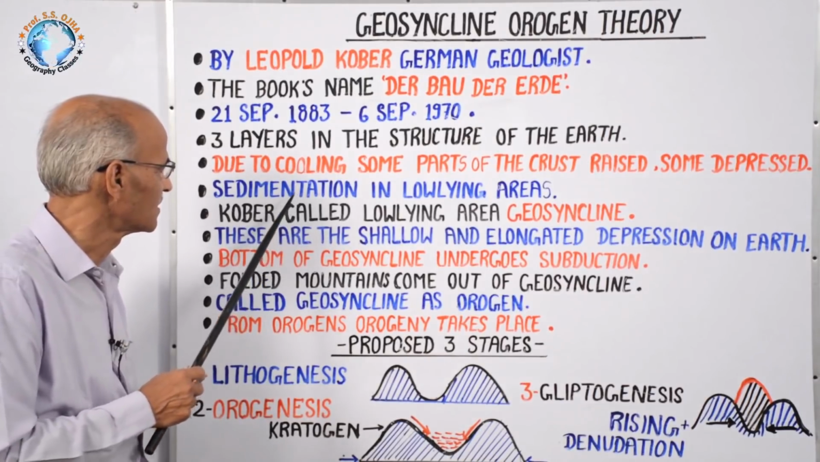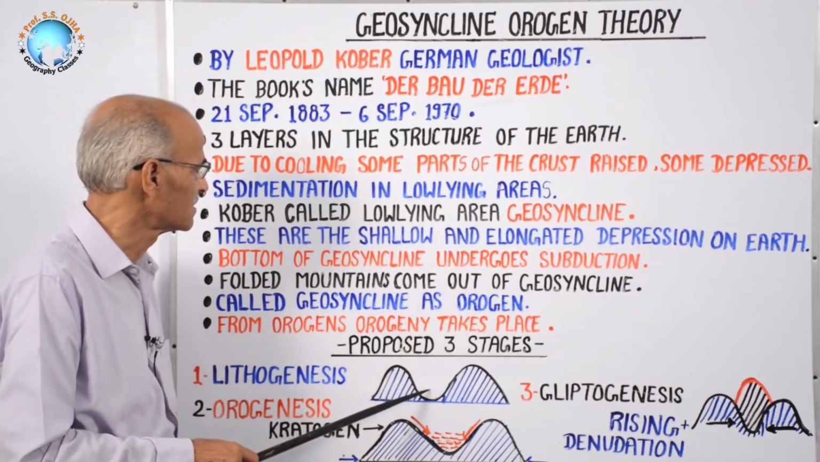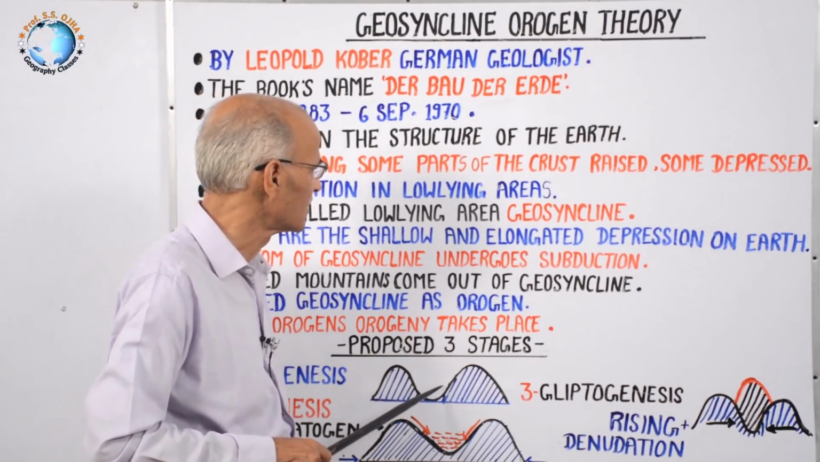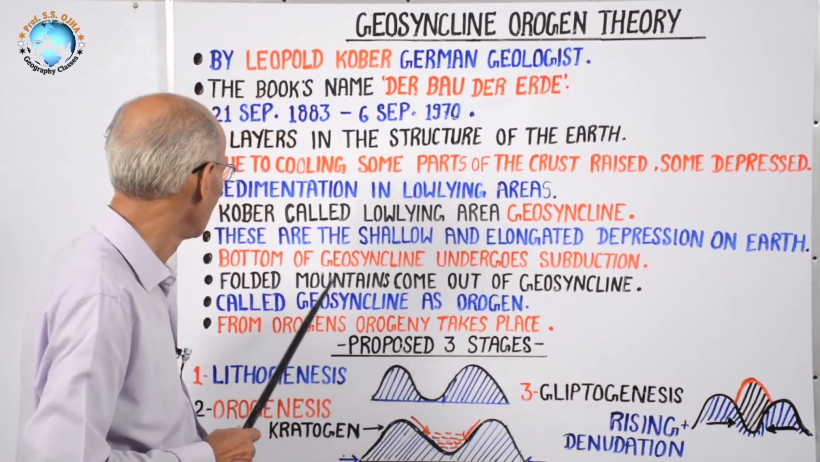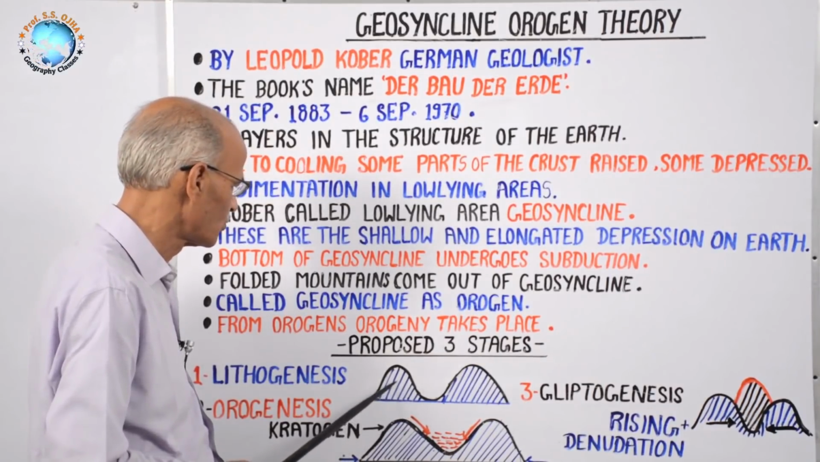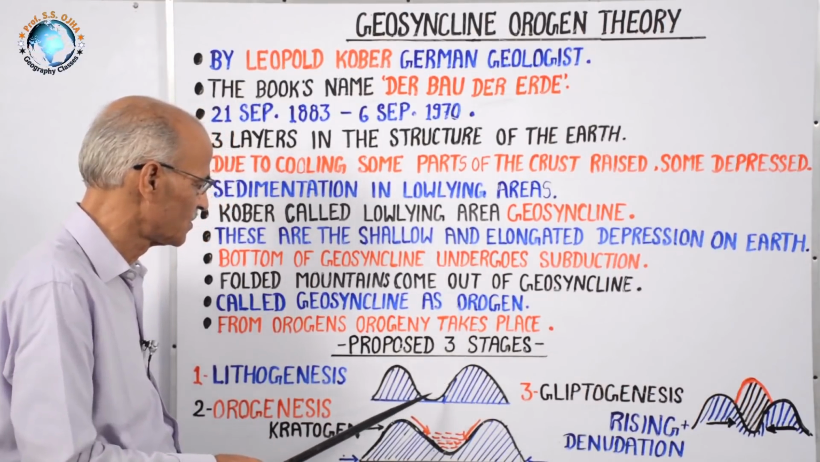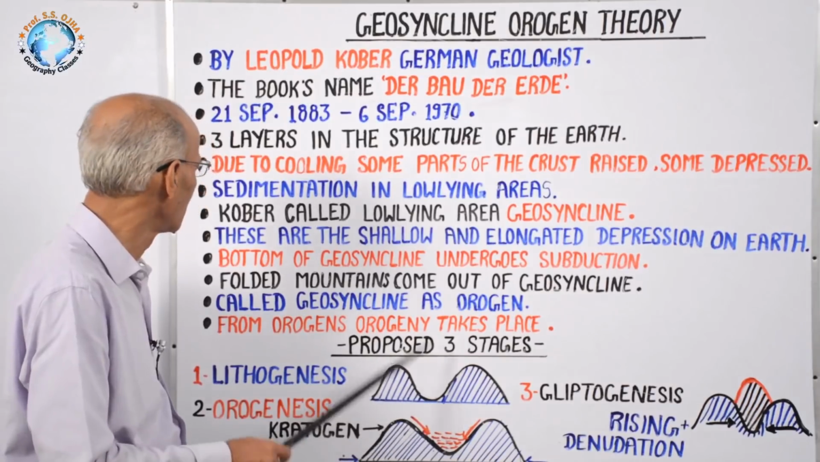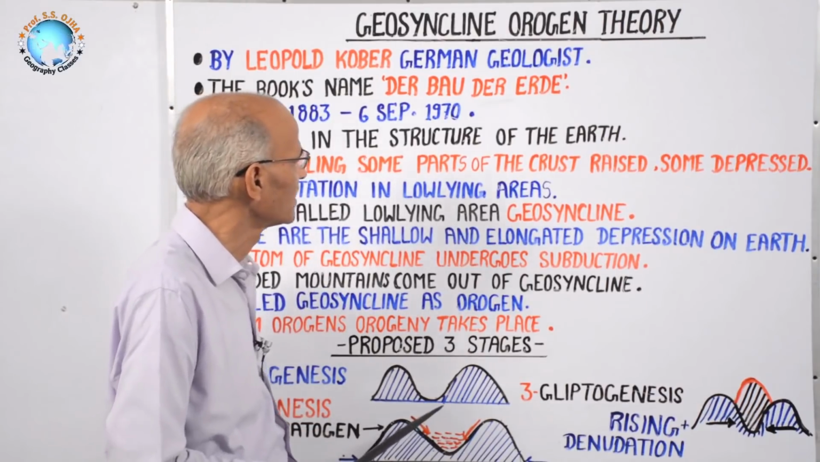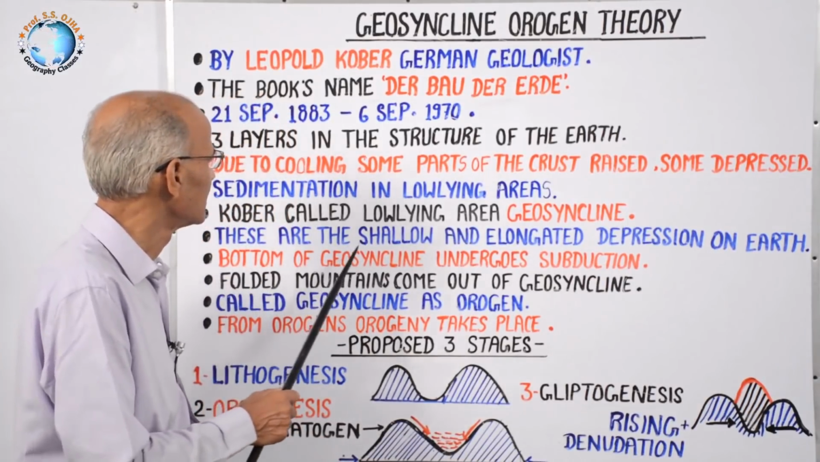and from the raised part, due to rainfall, the sediment was brought down and deposited in the low-lying areas or depressions, and this low-lying area was filled by the sediment. With the result that, due to the pressure of the sediment, both the raised lands moved towards each other. Hence folded mountains came out of it, and KOBER called this low-lying area a geosyncline. In a geosyncline there was sedimentation.